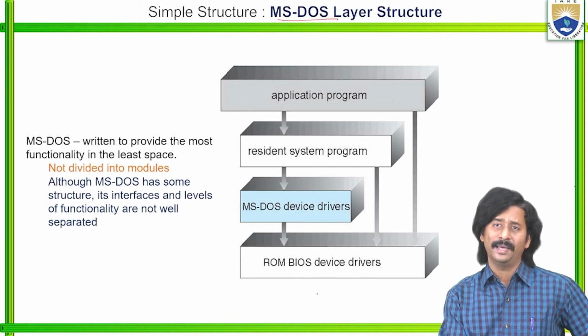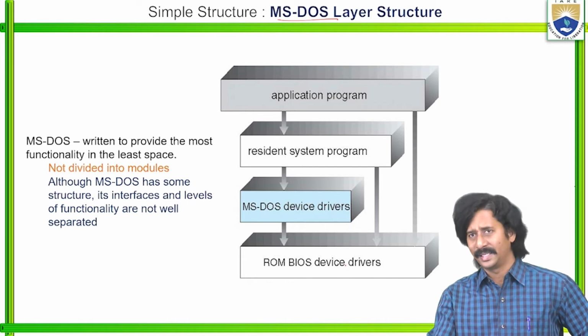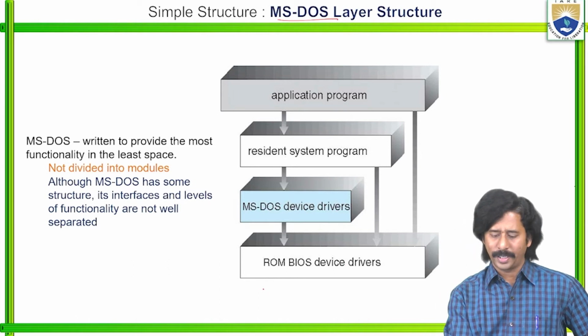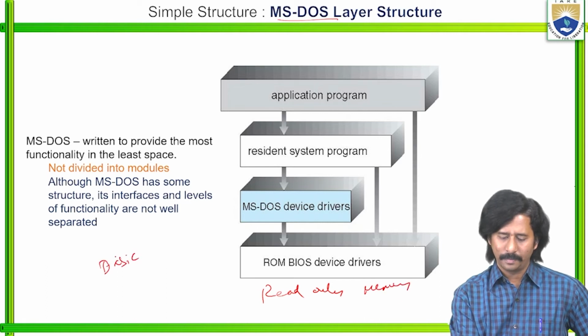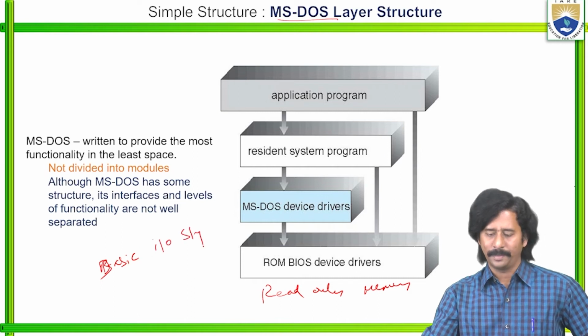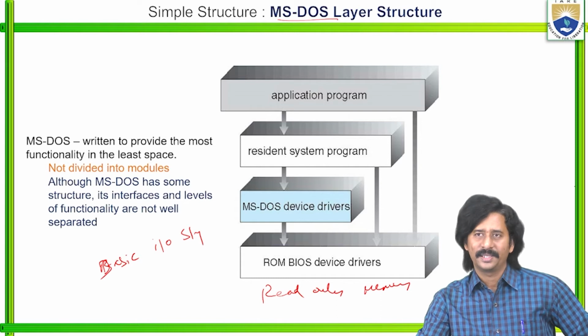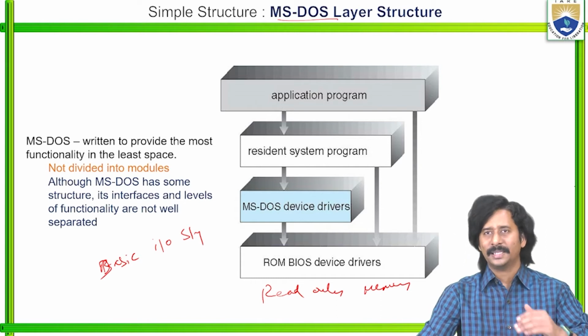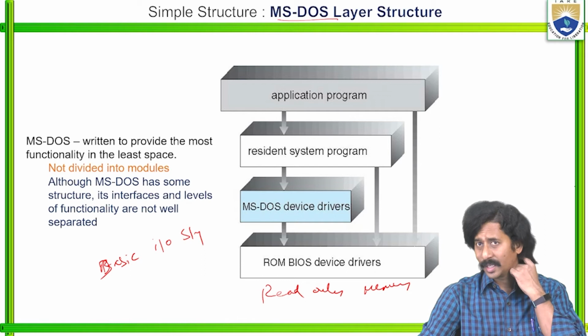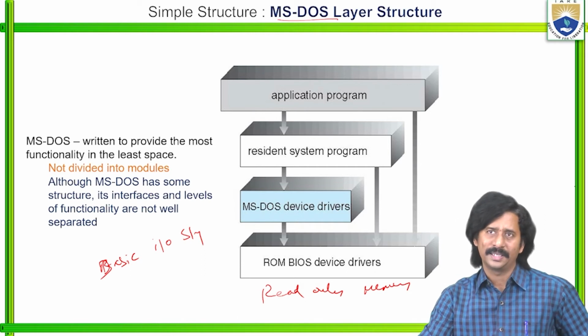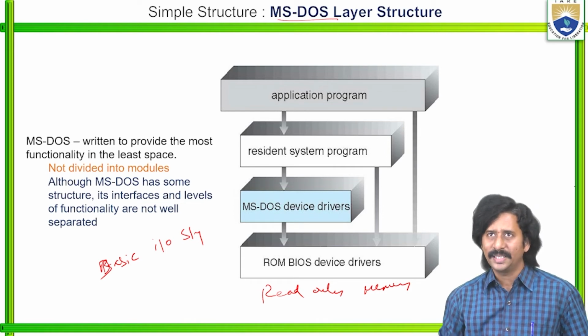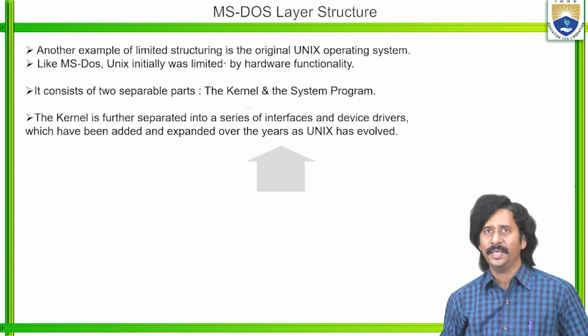At the bottom level, we have the ROM BIOS device drivers. ROM is read-only memory, and BIOS means basic input-output system. Then the next layer up is the MS-DOS device drivers, then the resident system program, and at the top level, the application program. So this is the MS-DOS layer structure.